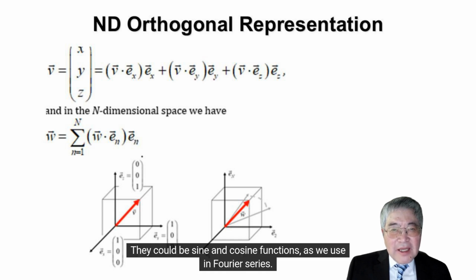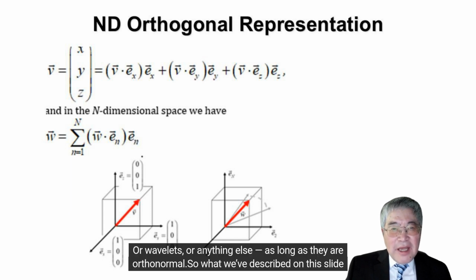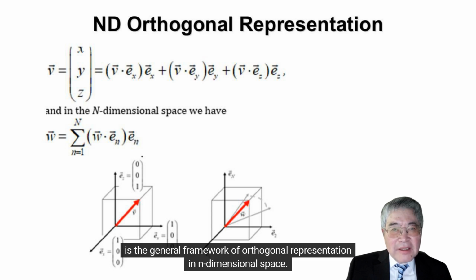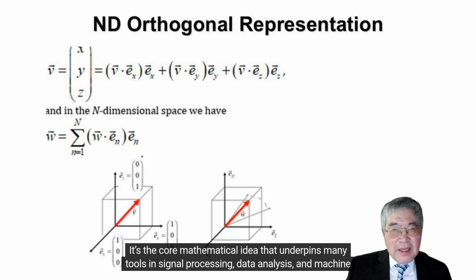They could be sine and cosine functions, as we use in Fourier series, or they could be eigenvectors in principal component analysis, or wavelets, or anything else, as long as they are orthonormal. So what we've described on this slide is the general framework of orthogonal representation in n-dimensional space. It's the core mathematical idea that underpins many tools in signal processing, data analysis, and machine learning.